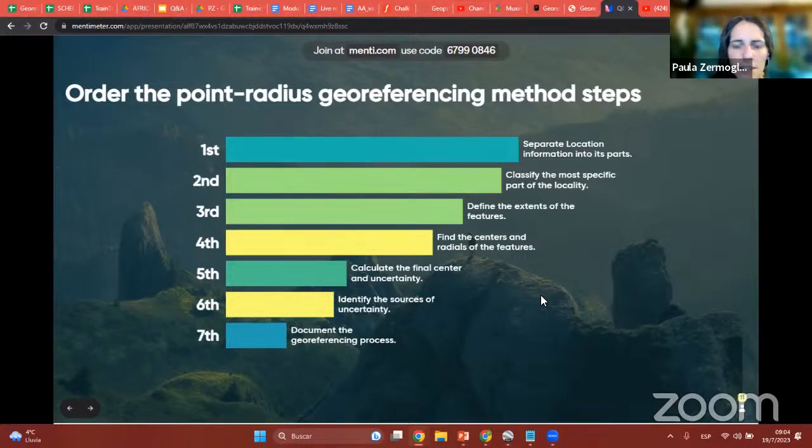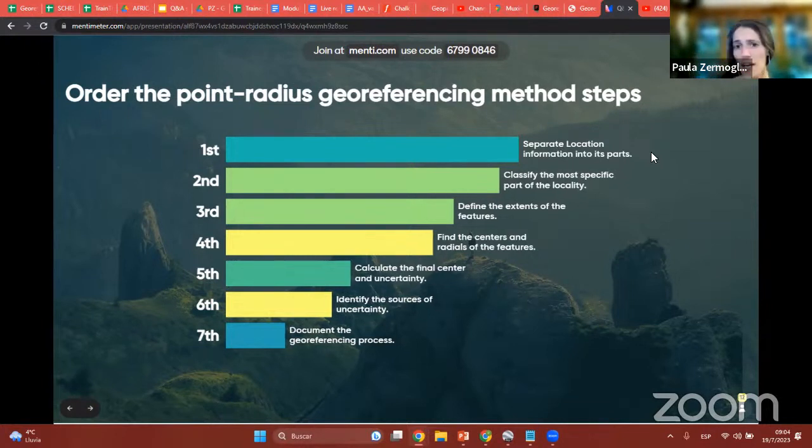Okay, I'm going to start looking at our results. If I'm not mistaken, we're mostly correct, although we have a little problem in the last couple of steps. So first, you voted for, some of you, some not, separate location information into parts. This is correct. This is the first thing that we need to do: look at the information that we have and separate it into parts.